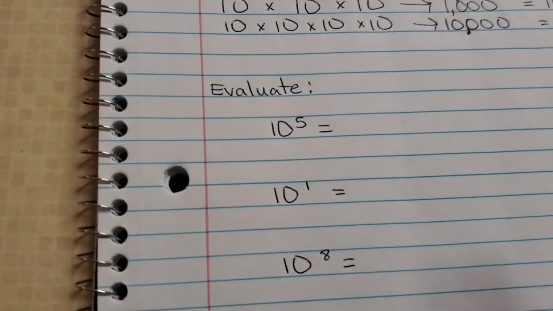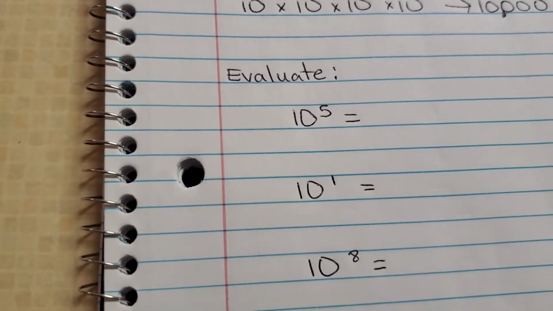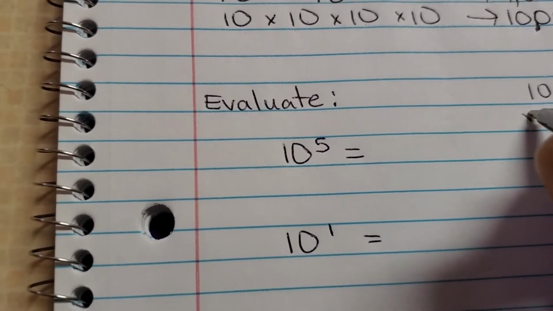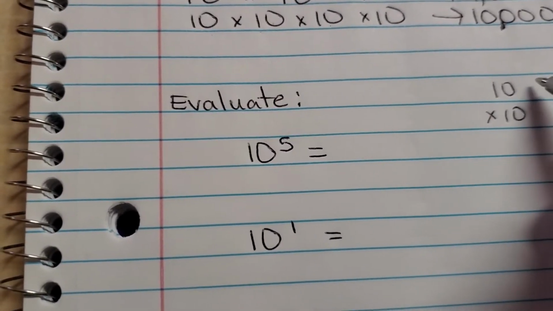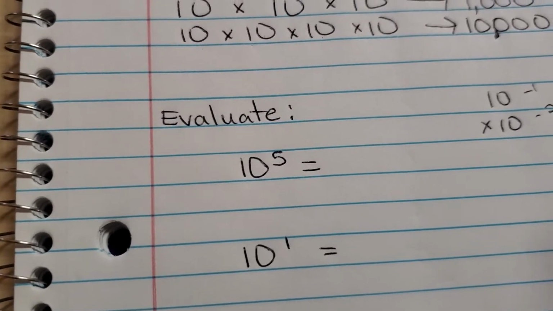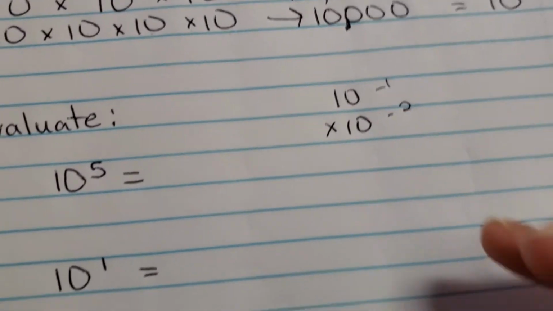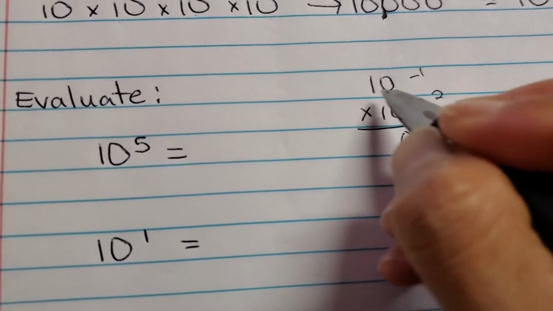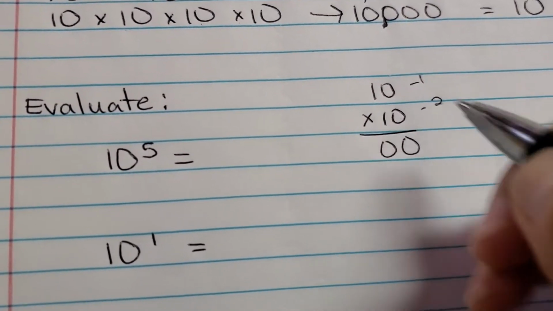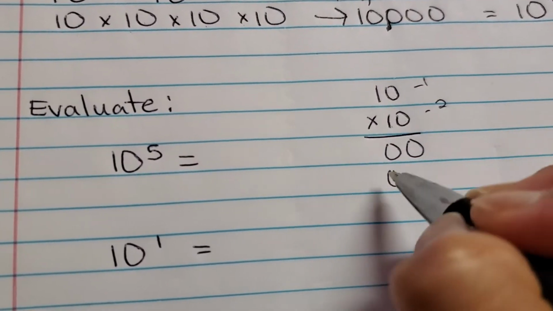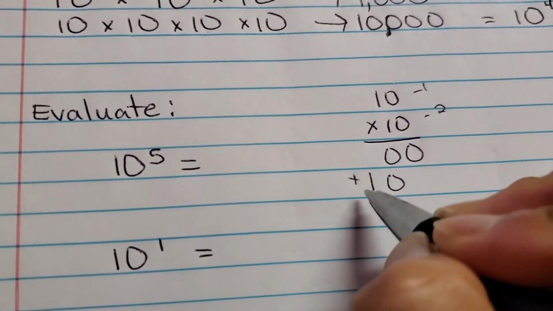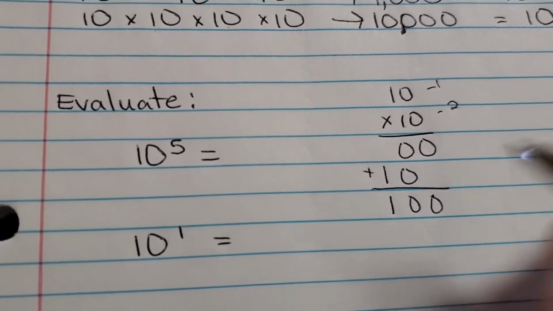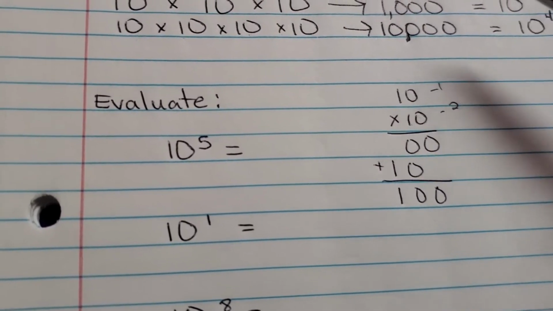So if you don't believe me, we can go 10 times 10 5 times. So I'm going to start here. 10 times 10. So that's 1 and that's 2. So 10 times 10. 0 times 0 is 0. 0 times 1 is 0. 1 times 0 is 0. 1 times 1 is 1. Add those together. 0, 0, 1. So this is 10 to the second power.